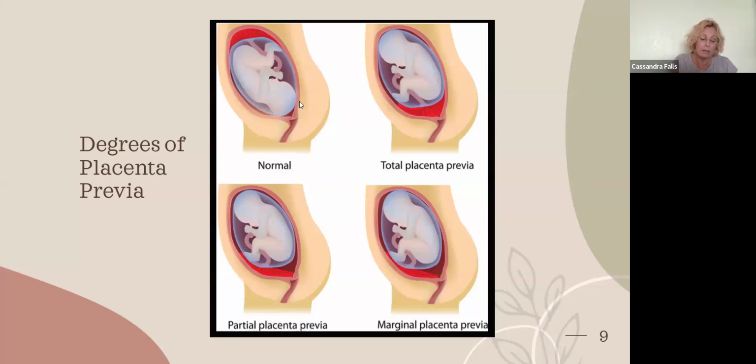Another thing that causes abruption, or things that cause abruption, can be accidents. You can have a placental abruption because of an accident, a car accident or a fall can cause an abruption.